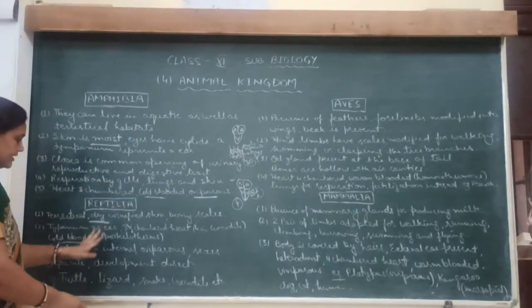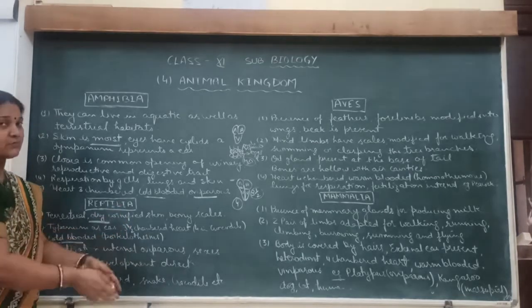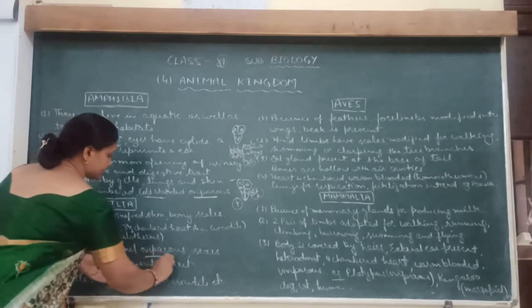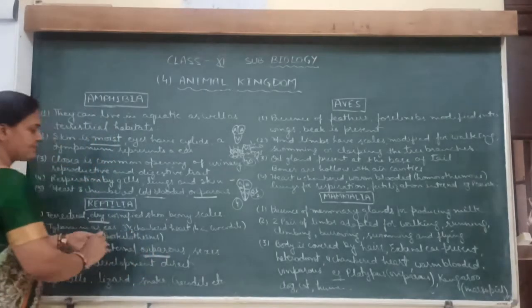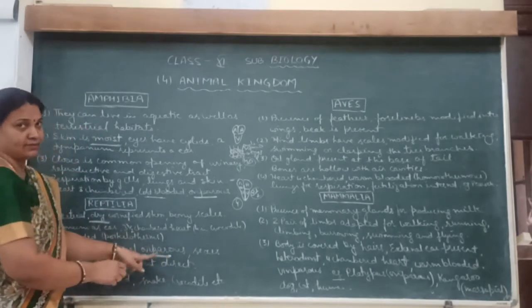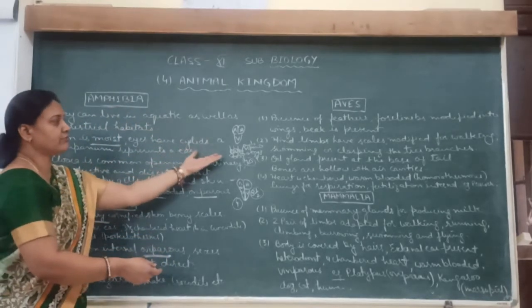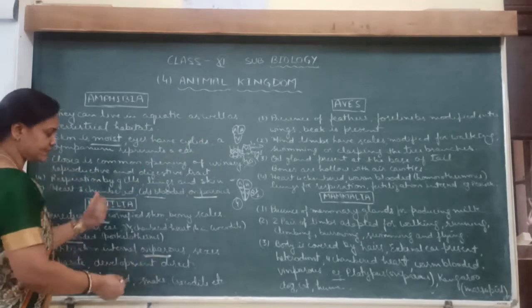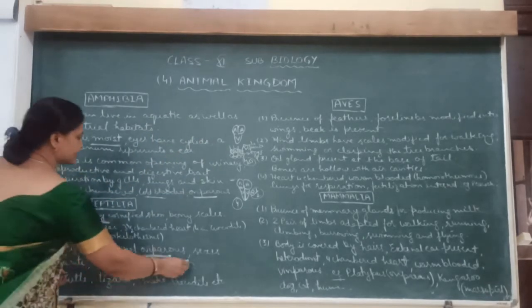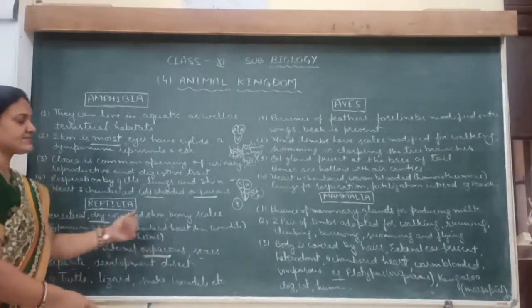But in reptilia, fertilization is internal. So the fertilization occurs in the female's body. And they are oviparous. They give the eggs. So these eggs are fertilized eggs, while the eggs given by the amphibians are unfertilized eggs. Okay, and sexes are separate in both the cases. In amphibia and reptilia, the sexes are separate.